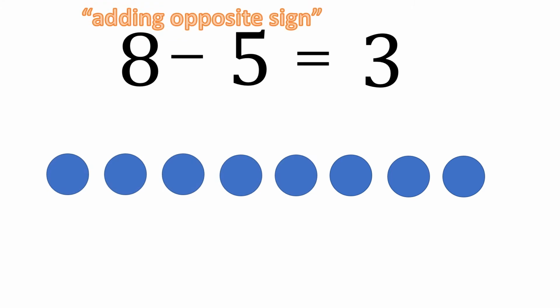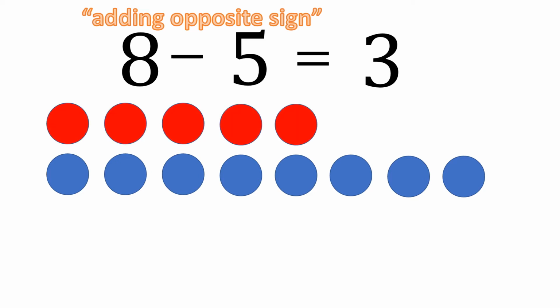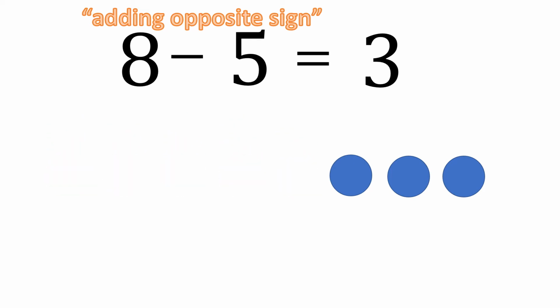So if you subtract 5, it's the same meaning as you add the opposite sign of positive 5, which is negative 5. So just like this, and you add it, then the result will be the same. It's still positive 3. So you need to know these two meanings of minus because there are cases that removing doesn't make sense, and so you have to apply the other meaning of minus.